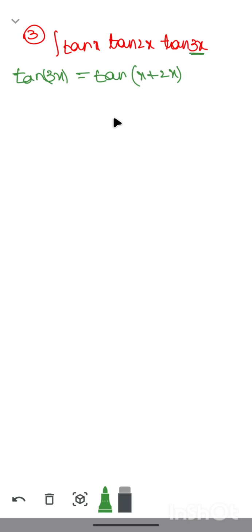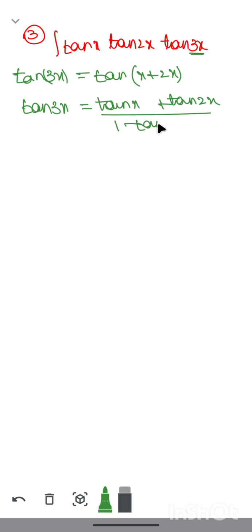Then this looks like the tan of a plus b formula. What is tan of a plus b? The formula says tan of a plus b is equal to tan a plus tan b whole divided by 1 minus tan a into tan b. According to the formula, I have written the terms.